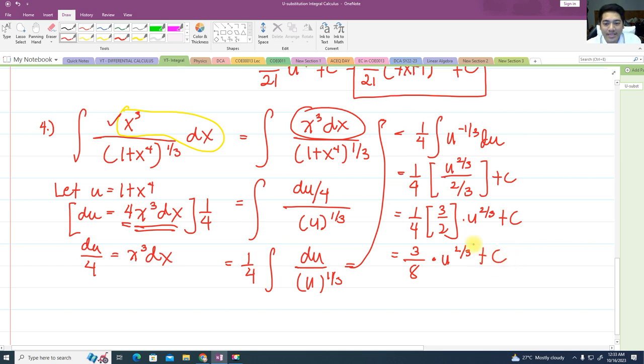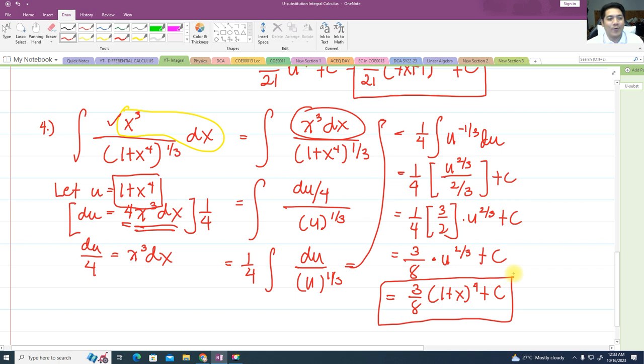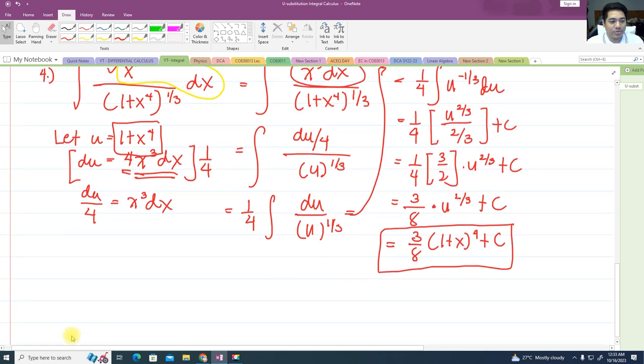Okay. And don't forget to back substitute what is u, that is 1 plus x raised to 4. So that becomes 3 all over 8, then (1 plus x raised to 4) raised to 2/3 plus c. So that is our original answer for this problem. Okay, I hope you're learning something in our lesson. It's so easy to do integrals if you know the basic rules, and of course the u-substitution.